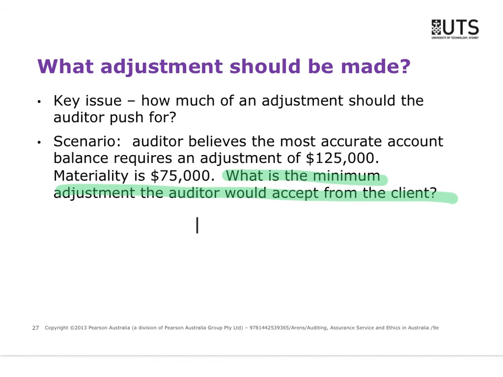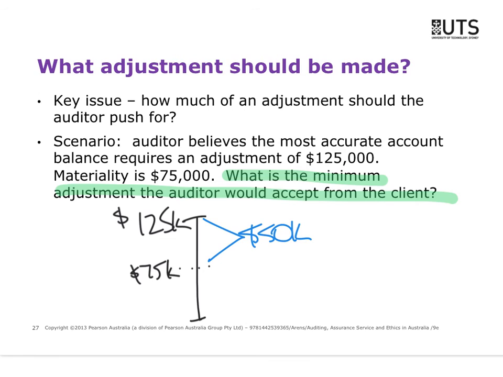So theoretically, we look at it like this. I'm going to draw a little bar graph. All right. So the adjustment we want is 125,000. Okay. Materiality is 75,000. So I'm happy with any misstatement smaller than this. So theoretically, the adjustment will be the difference between these two, which is 50,000.